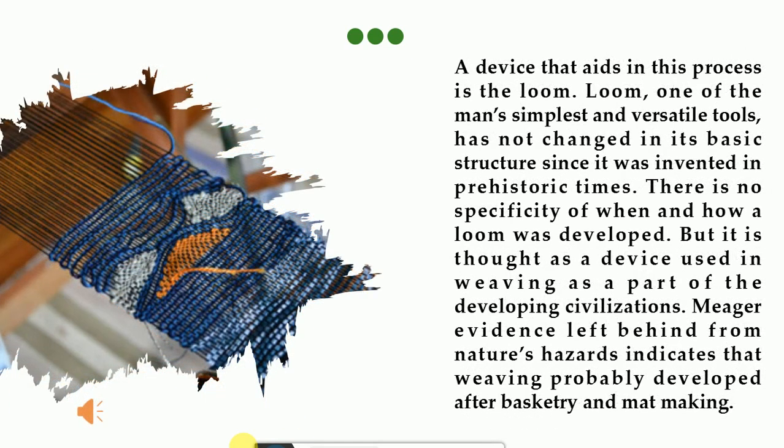A device that aids in this process is the loom. Loom, one of man's simplest and most versatile tools, has not changed in its basic structure since it was invented in prehistoric times. There is no specificity of when and how a loom was developed, but it is thought of as a device used in weaving as a part of the developing civilizations. Meager evidence left behind from nature's hazards indicates that weaving probably developed after basketry and mat making.